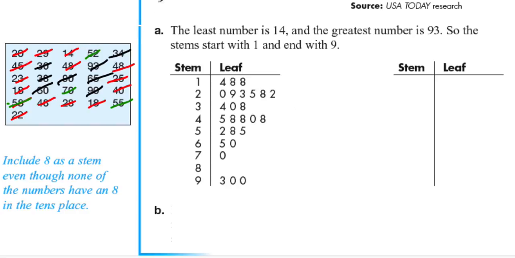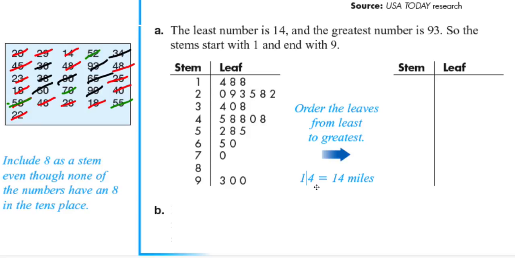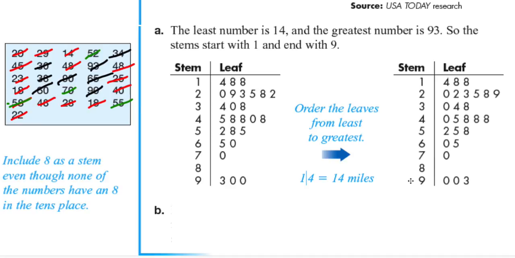And from what we learned in all the steps in creating a stem and leaf plot, after creating that, order the leaves from least to greatest. Okay, and create our key. Our key is 1|4 equals 14 miles. If we order them from least to greatest, this is what we come up with. We simply order the leaves from least to greatest.